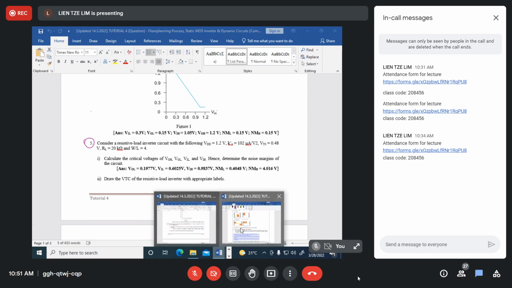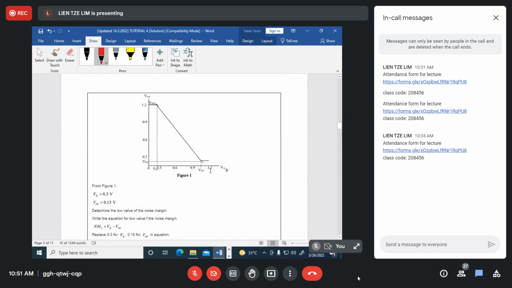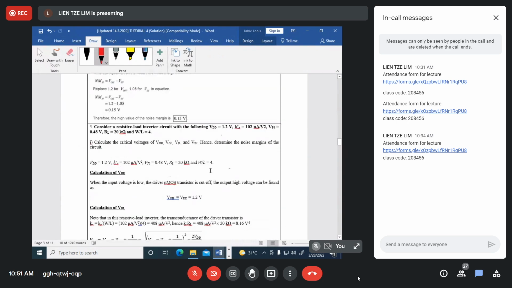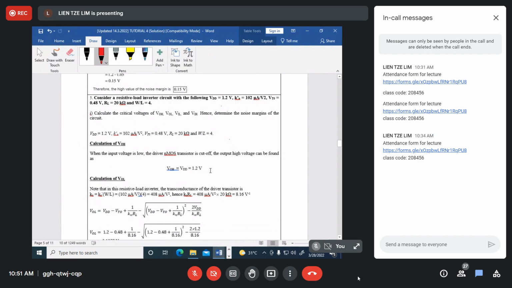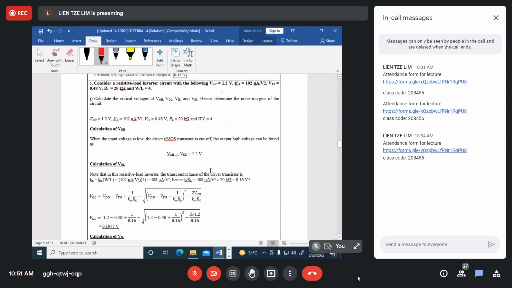I will just directly show how to get the answer for this one, so you can check. For some of you, if you cannot get it, then you can check. So, calculations of VOH. Now we need to determine the critical voltages of VOH, VOL, VIL, and VIH.